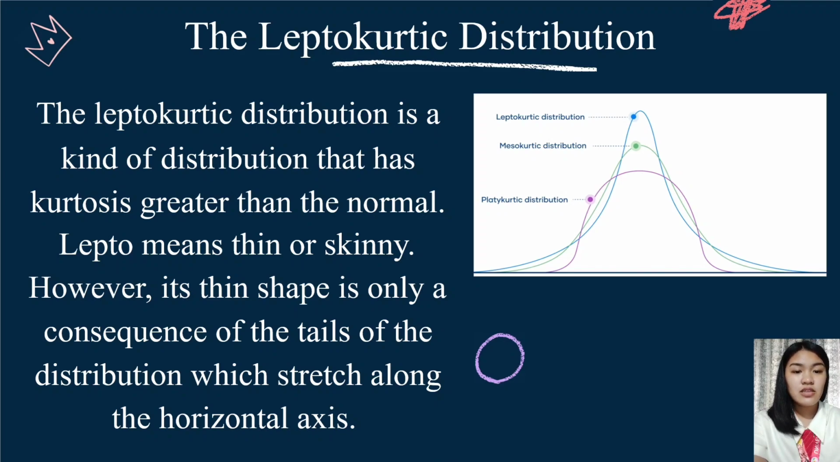However, its thin shape is only a consequence of the tails of the distribution, which stretch along the horizontal axis. This happens when occasional extreme outliers appear in the distribution. For these reasons, the distribution appears to be narrow or thin with long tails on both sides.